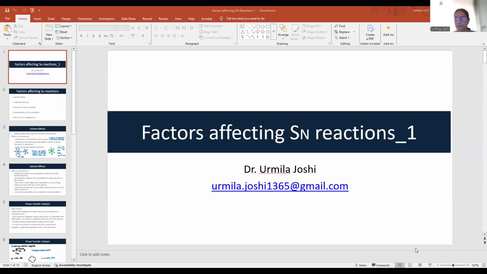Hello, everybody. Today, we are going to see the first part of factors affecting the nucleophilic substitution reaction. So, let us go to the factors which affect the nucleophilic substitution reaction.